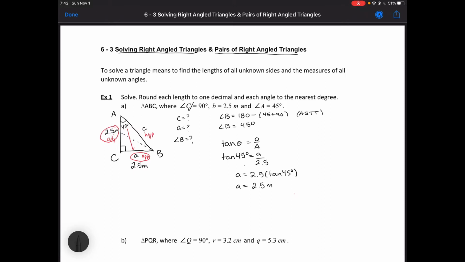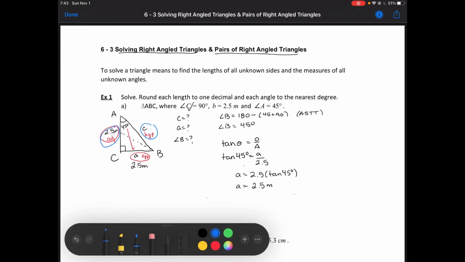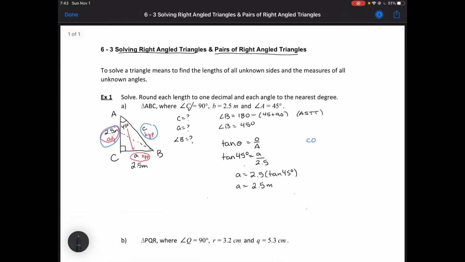And then the last thing that I need to find is my little side c. For little side c, let's do some circling in blue. Now I'm trying to look for a ratio that has my hypotenuse as well as my adjacent side. That is going to be my cosine ratio. So cosine theta is my adjacent side over my hypotenuse, substituting in my angle, which I know, my adjacent side, which I know as well, and leaving c as my unknown variable as my hypotenuse.